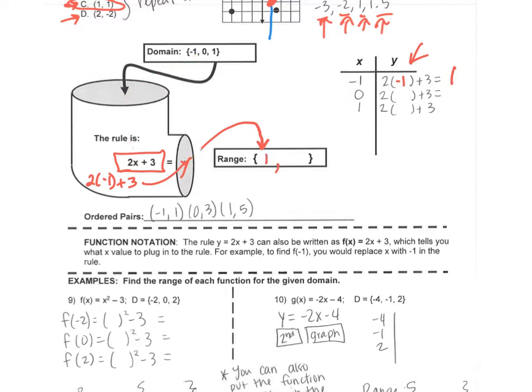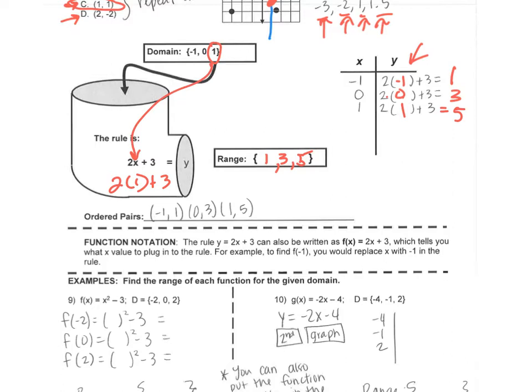Now I'm going to show it going through the function machine every time so that you can get the idea of how this is working. Now the next x value I have is 0. So I'm going to plug in a 0. So it's 2 times 0, because everywhere there's an x, I'm going to write a 0. So 2 times 0 is 0 plus 3. That's 3. And then what comes out of the function machine is a 3. Now the next one I'm putting in is 1. So I put it in everywhere there's an x. 2 times 1 plus 3. That's 2 plus 3, which is 5. And I get out a 5.